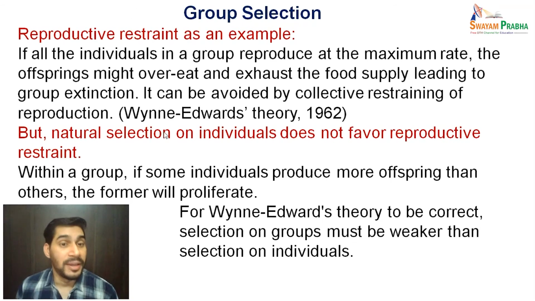But natural selection on individuals does not favor this reproductive restraint. Within a group, if some individuals produce more offspring than the others, the former will proliferate. This is how we have learned about natural selection. For the Wynne-Edwards theory, of reproductive restraint as an example of group selection, to be correct, the selection on groups must be stronger than the selection on individuals. So this is a very fine example to show how group selection and natural selection operate.